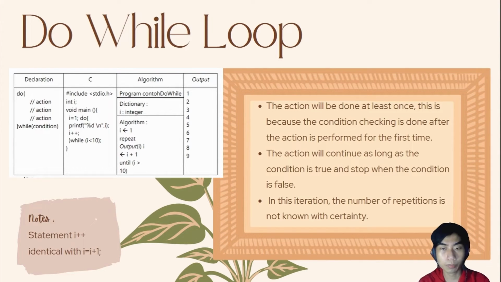In do while loop, the action will be done at least once. This is because the condition checking is done after the action is performed for the first time. The action will continue as long as the condition is true and stop when the condition is false. In this iteration, the number of repetitions is not known with certainty. Okay, then let's move to the left side of this slide.